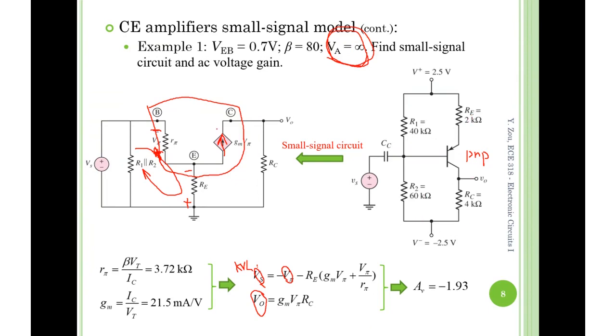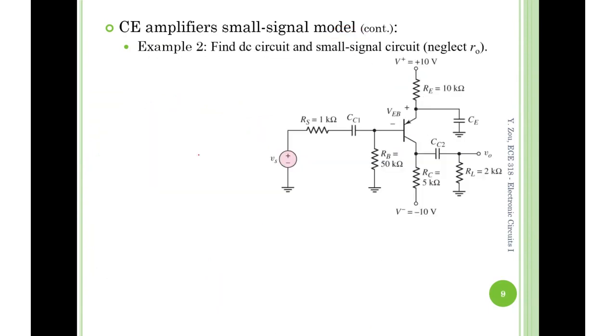All right. This is example 1. The example is only about circuits. Find DC and AC circuits for this given amplifier circuit. Only circuits. No equation. No calculation. So go ahead, 5 minutes, and then I will present the solution.